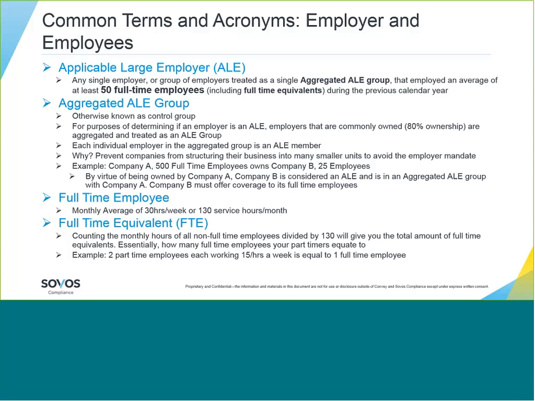A full-time employee is classified as somebody who has worked more than 30 hours a week or 130 service hours per month. An FTE, full-time equivalent, is calculated by taking the monthly hours of all non-full-time employees and dividing that by 130, essentially how many full-time employees your part-timers equate to. So if you had 2 part-time employees each working 15 hours a week, that would be the same as 1 full-time employee. If you hit 50 full-time employees, then you have an obligation to report as an applicable large employer.